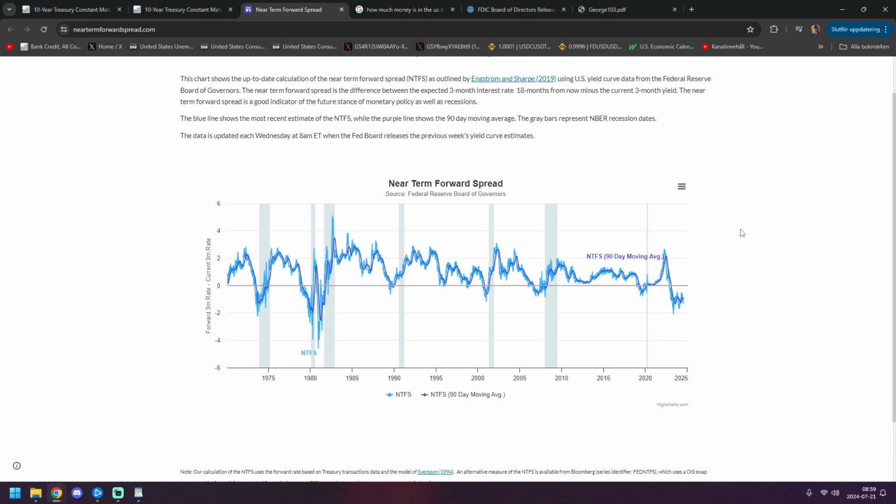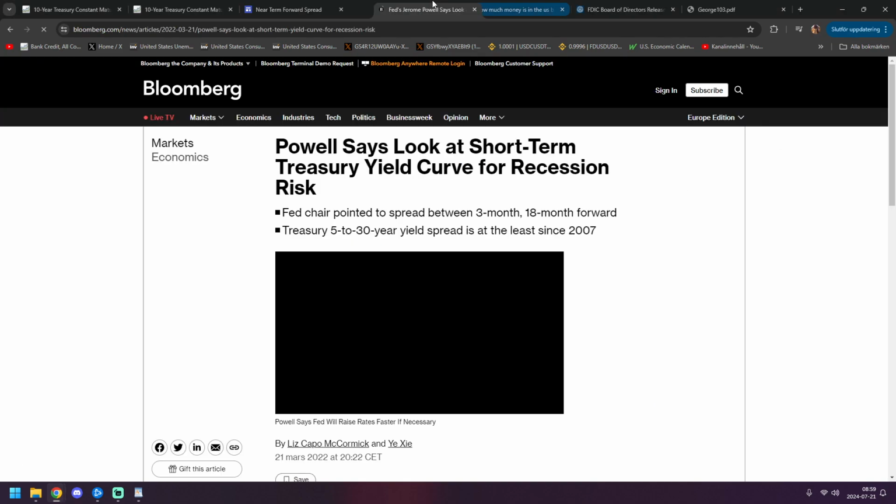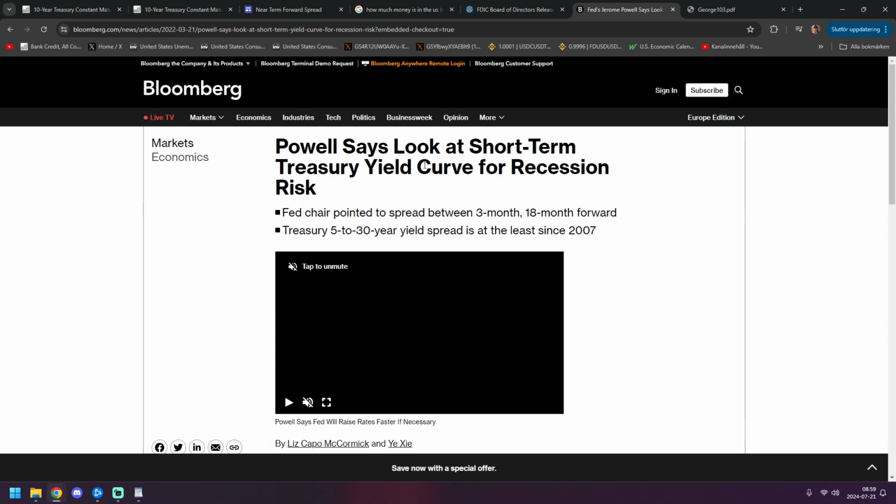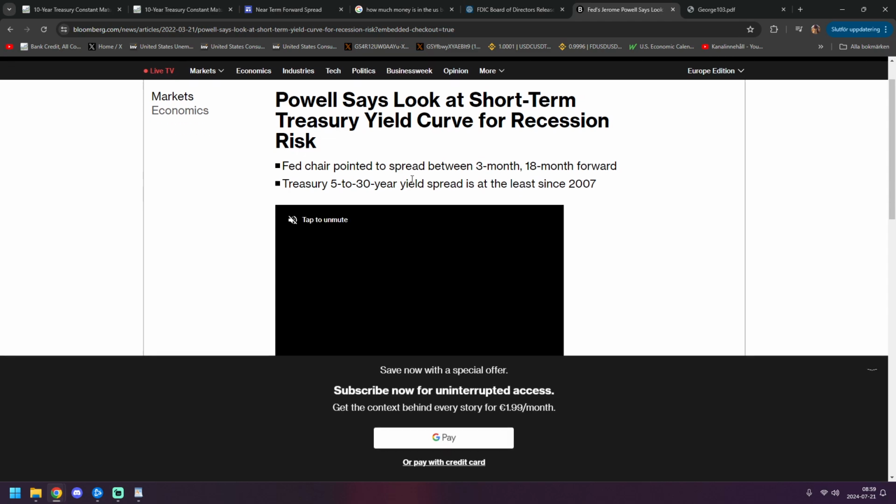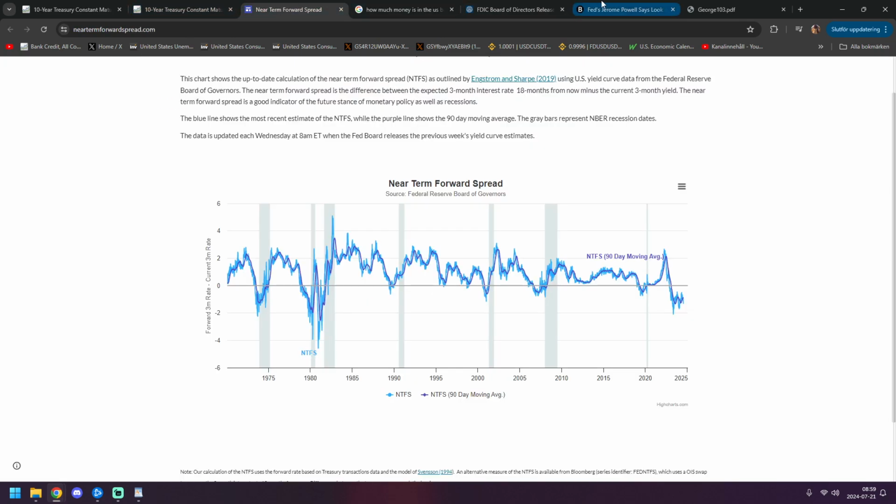And just to bring it up regarding what Jerome Powell said, look at near term. Yeah, here. Powell says look at the short term treasury yield curve for recession risk. So he's talking about the near term forward spread. All right, this one.